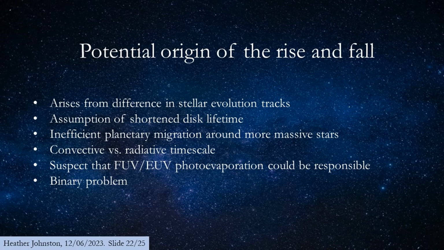We also believe there's inefficient planetary migration around more massive stars. Basically that means that around a more massive star, if you have something that forms very, very close in to the star, because the star is more massive, the edge of the disk is extended out and it will reach the edge of that disk and just run out of material.